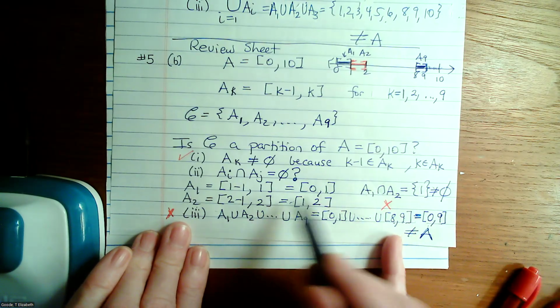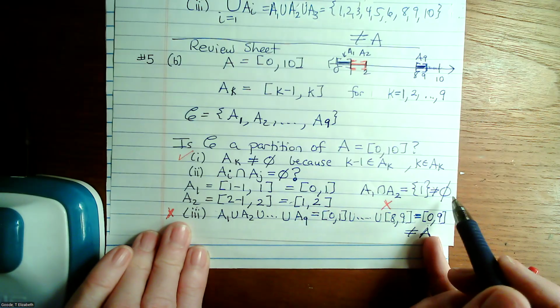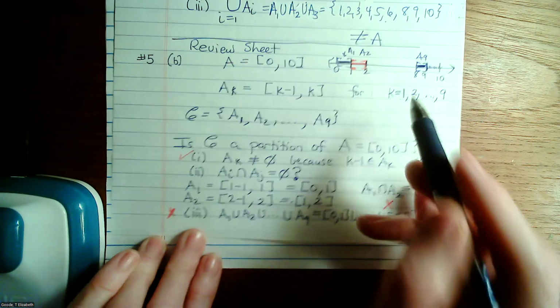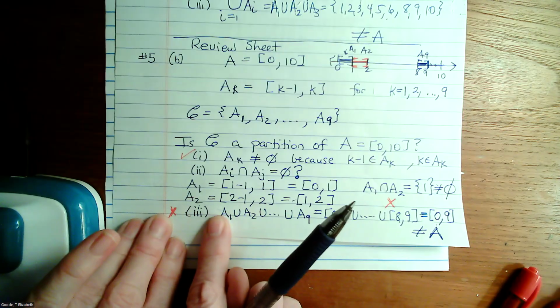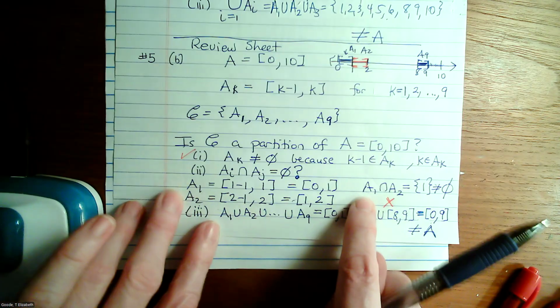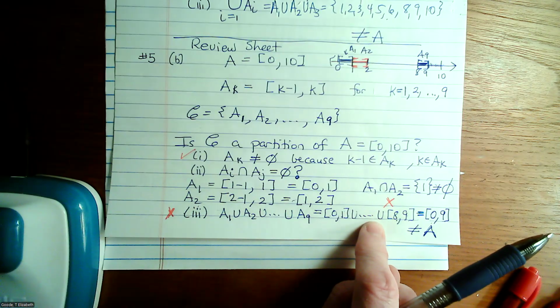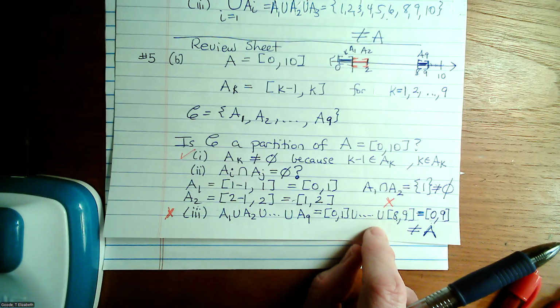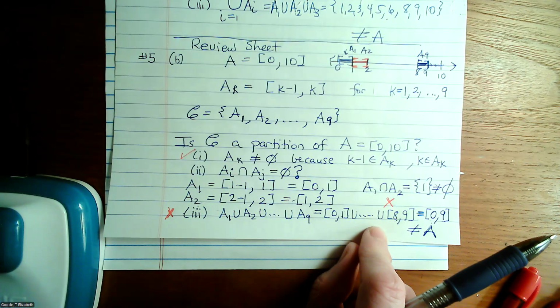And A2 intersect A3 would still not be empty. It would still fail to be a partition, but not because of 3 failing. It would fail because of 2 failing. And like I said, that was actually a typo, but I may change that.